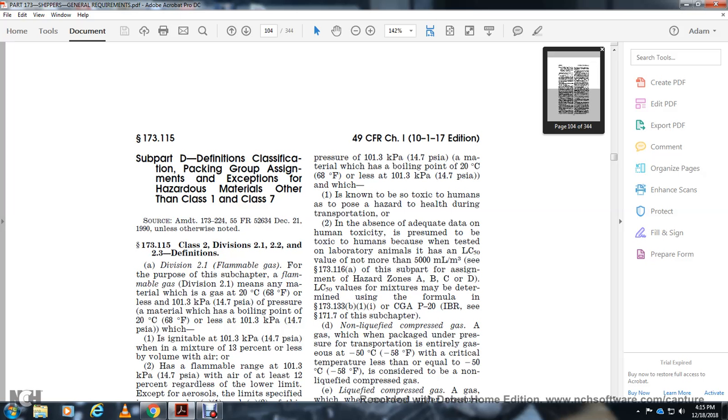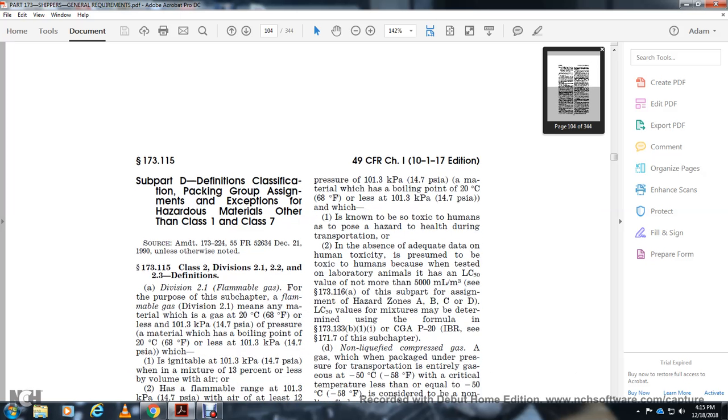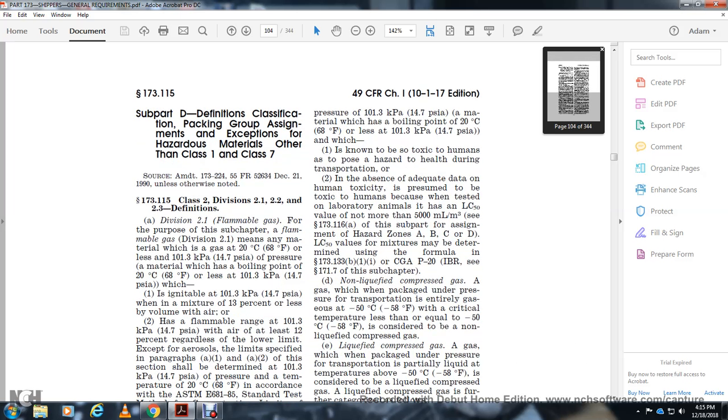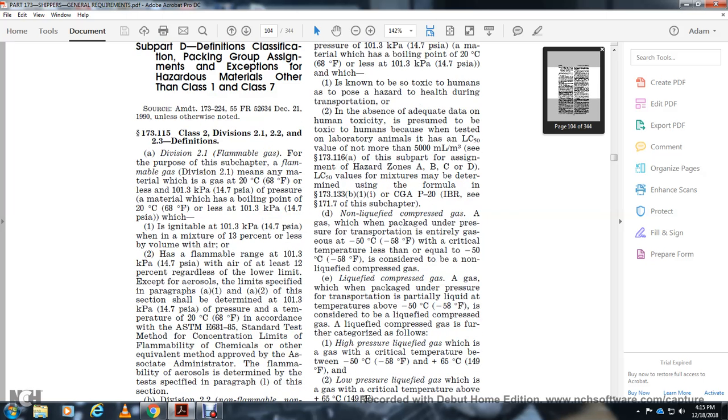Non-liquefied gases are gases which, when packaged under pressure for transportation, are entirely gaseous at negative 58 degrees Fahrenheit, with a critical temperature less than or equal to negative 50 degrees Celsius (negative 58 degrees Fahrenheit), and are considered a non-liquefied compressed gas. Liquefied compressed gas is a gas which, when packaged under pressure for transportation, is partially liquid at temperatures above negative 58 degrees Fahrenheit.